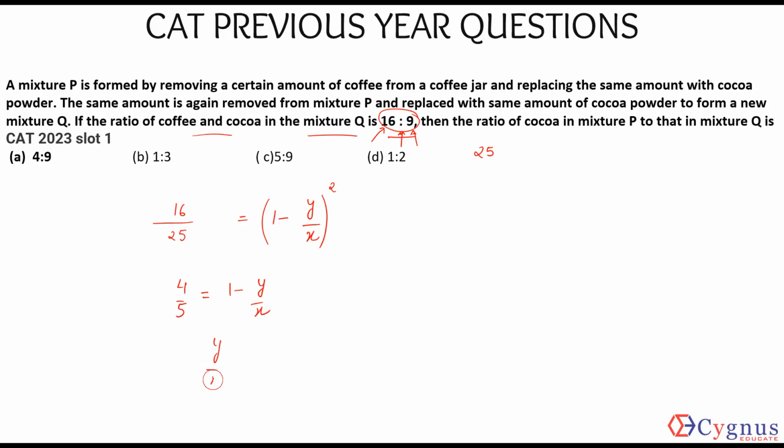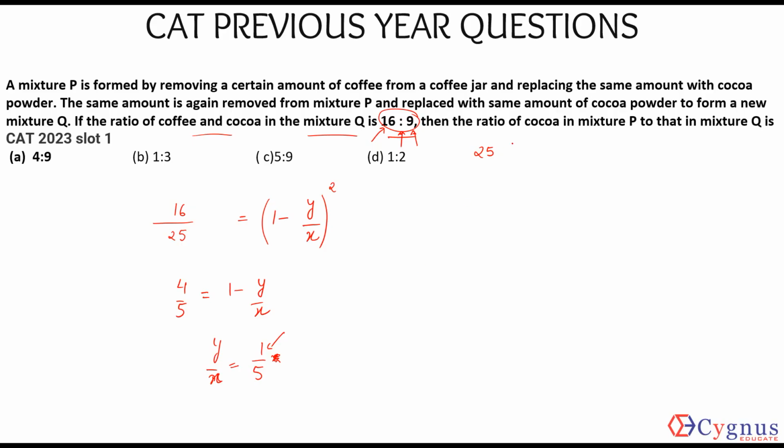So the value of y by x comes out to be how much? This was 4, this was 5. 1 minus 4 by 5, that is equal to 1 by 5. Yes or no? Now 1 by 5 means what? Let's take it equal to 1 by 5. That means out of 5 parts, only one part is cocoa powder in the final mixture Q.